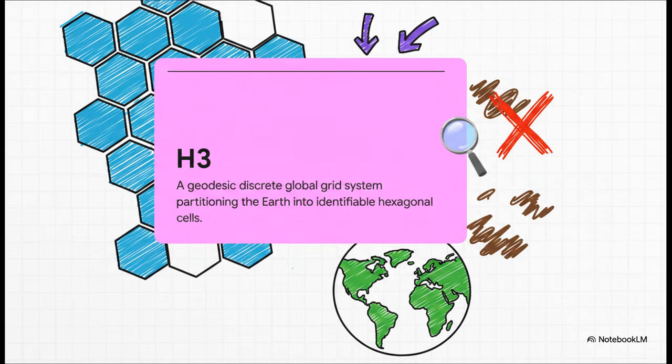They categorize where everyone is using an open-source system called H3. H3 is a geodesic discrete global grid system. Now, in plain English, that just means it literally partitions the entire Earth into identifiable hexagonal cells. It totally replaces messy, shifting, arbitrary things like postal codes with standard, mathematically predictable clusters.